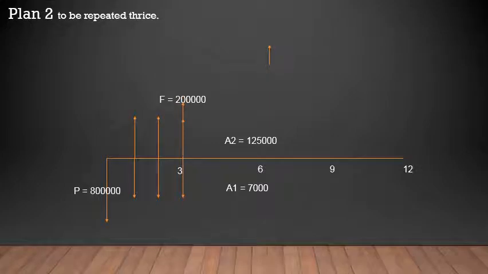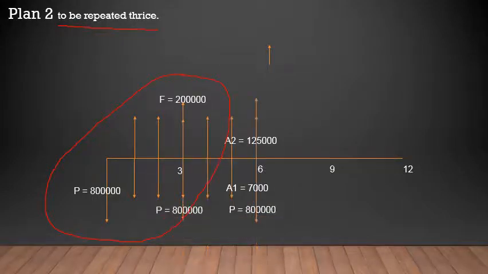This is the cash flow diagram of the first cycle. Now what I need to do is repeat this till I reach 12. What does that mean? It has to be repeated once, twice, thrice. That's what I have written here. It has to be repeated thrice. Now this machine stops at the end of year 3 and another machine will start at the end of year 3. How? Like this.